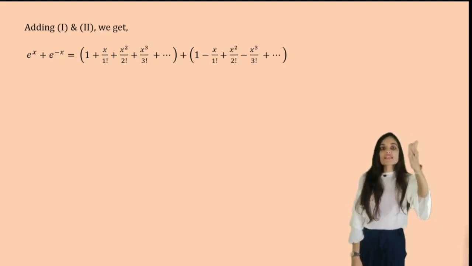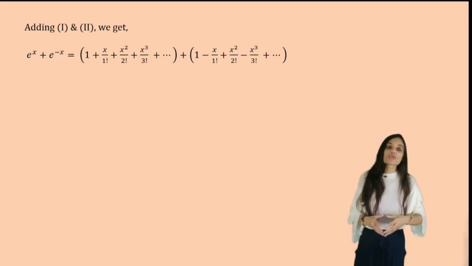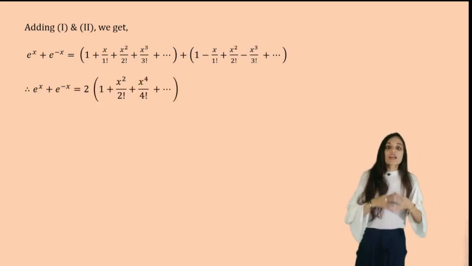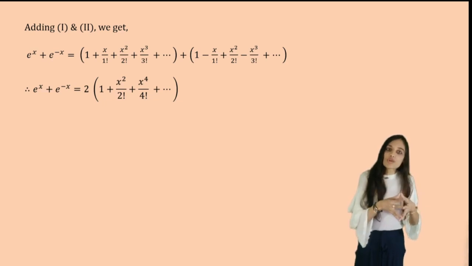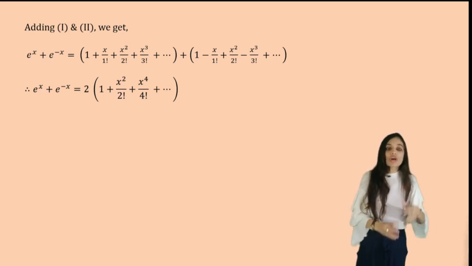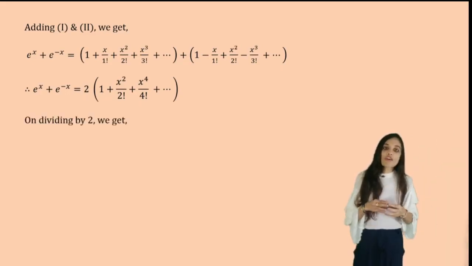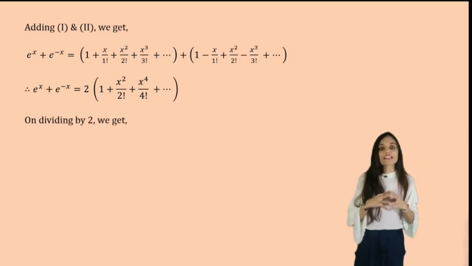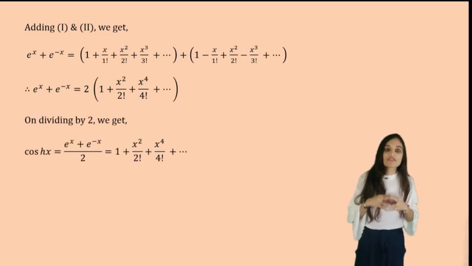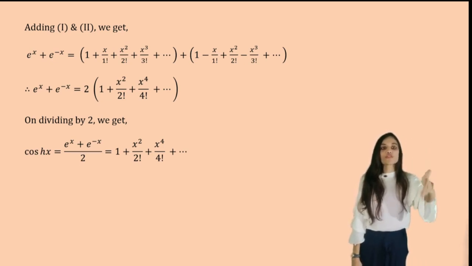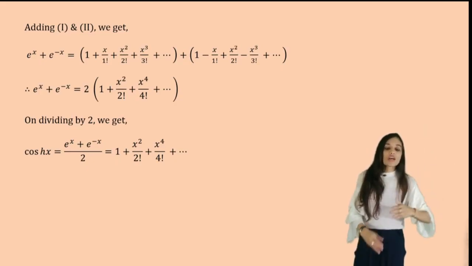So e raised to x plus e raised to minus x, we'll add both the Maclaurin series. Finally we get e raised to x plus e raised to minus x is equal to 2 into 1 plus x square upon 2 factorial plus x raised to 4 upon 4 factorial plus and so on. Now lastly we will divide this by 2. So finally we will get cosh x is equal to 1 plus x square upon 2 factorial plus x raised to 4 upon 4 factorial and so on.